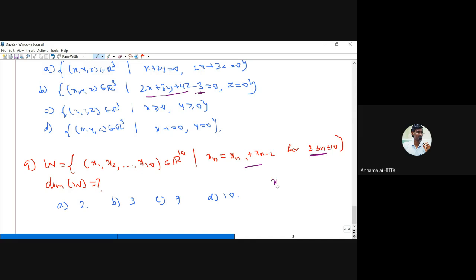Suppose we take x3. x3 is nothing but the sum of the previous two terms, that is x1 plus x2. Therefore now I am writing x1, x2, x3, but instead of x3 I am going to write x1 plus x2. Now what about x4? x4 is nothing but the sum of the previous two terms, that is x2 plus x3, but we know that x3 is nothing but x1 plus x2. So therefore this is 2 times x2 plus x1.